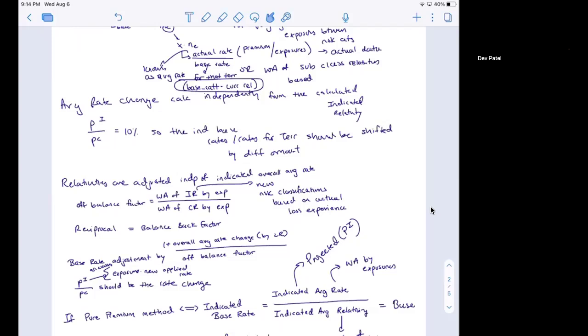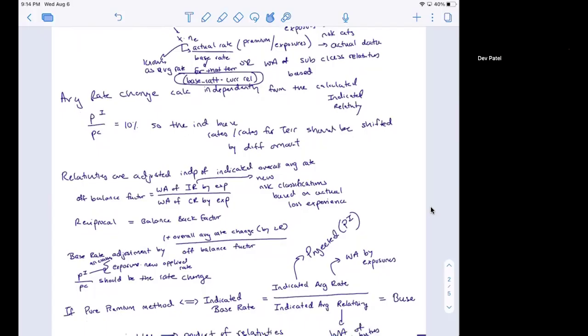Now, how do we get that different amount? That is what we call the off-balance factor, which is the weighted average of the indicated relativity by the exposures over the weighted average of the current relativity by the exposures. So that's the off-balance factor. The reciprocal of that is the balance back factor. So when you multiply the base rate by the overall average rate change, which is what you get from your loss ratio method, over the off-balance factor, that is your adjustment. You're dividing by the off-balance factor, and that is what you increase the base rate by. You don't increase the base rate by just the overall average rate change. You increase it by the overall average rate change over the off-balance factor.